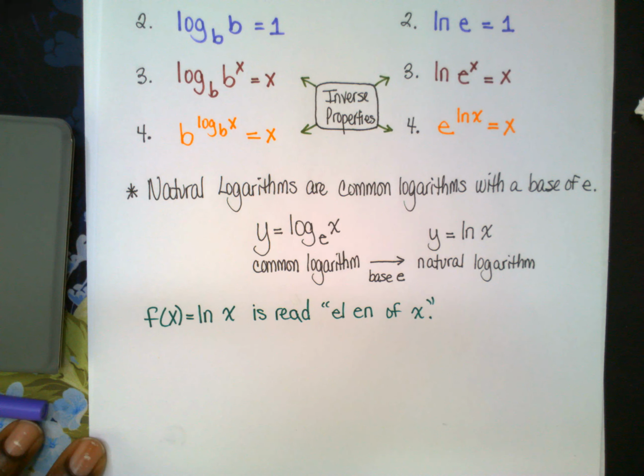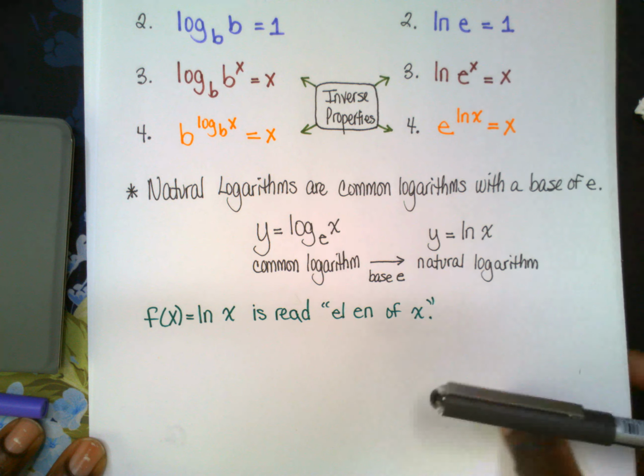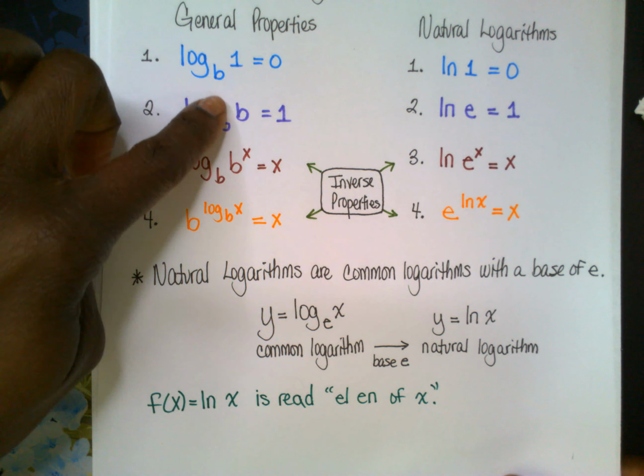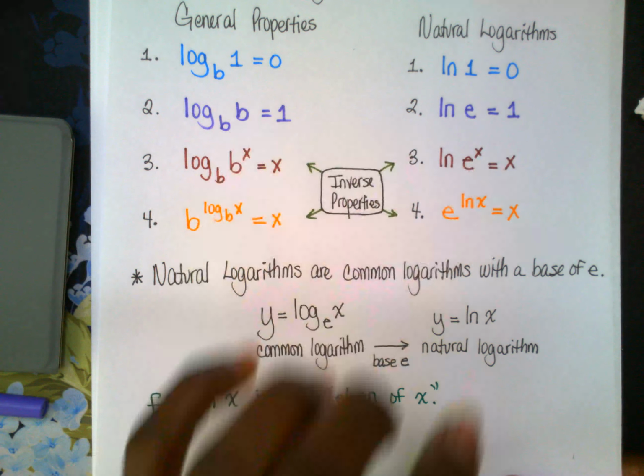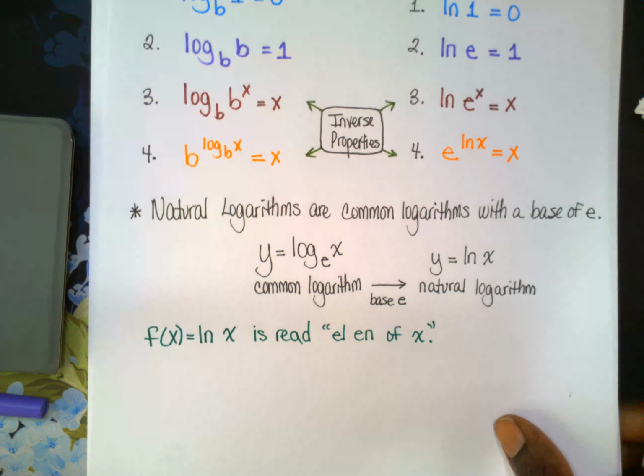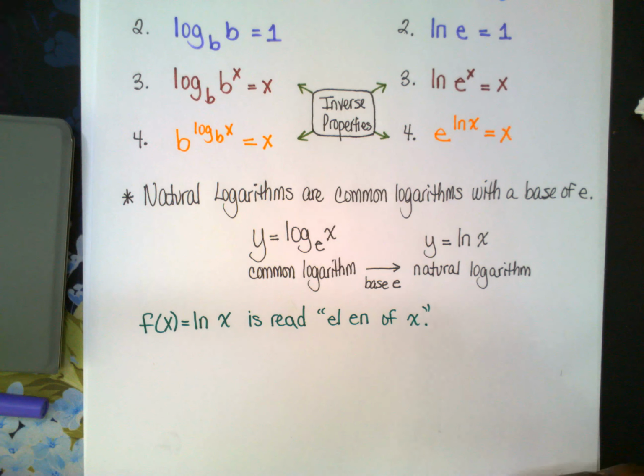Okay? So we could rewrite all of these instead of having a base b. If they all had base e, those would become natural logarithms. Okay? So that is that. And we're going to be moving on to the next section, which is 3.3. We're going to be moving on to that on Monday.